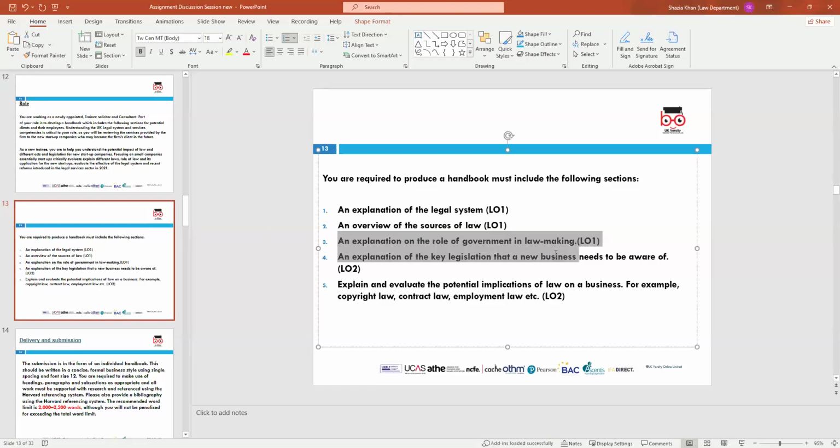The third one is an explanation of the role of the government lawmaking, which again is in learning outcome 1. Then the fourth one is an explanation of the key legislation that a new business needs to be aware of, and that's in learning outcome 2. And then the last one is explain and evaluate the potential implications of law on a business, for example, copyright, contract law, and employment law, etc. And that's learning outcome 2.